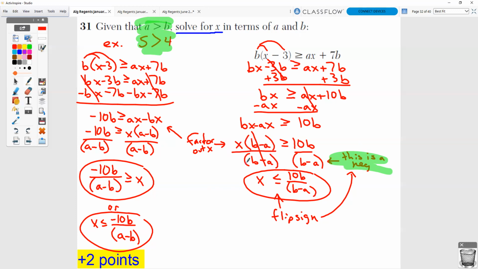So to get the X all by itself, I would have to divide by B minus A, and B minus A would cancel out. So now I have 10B divided by B minus A.